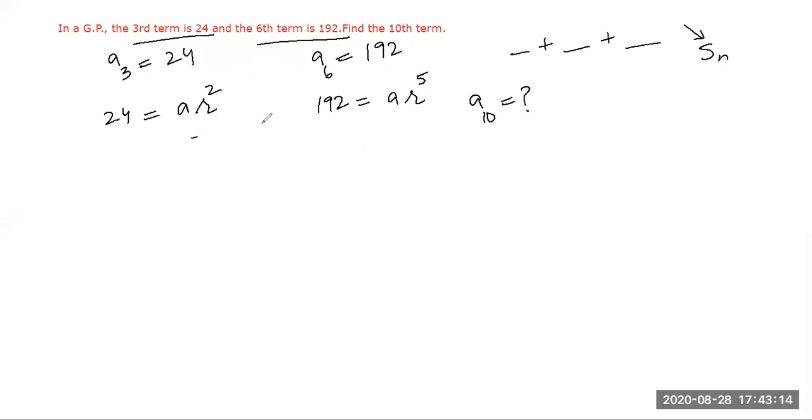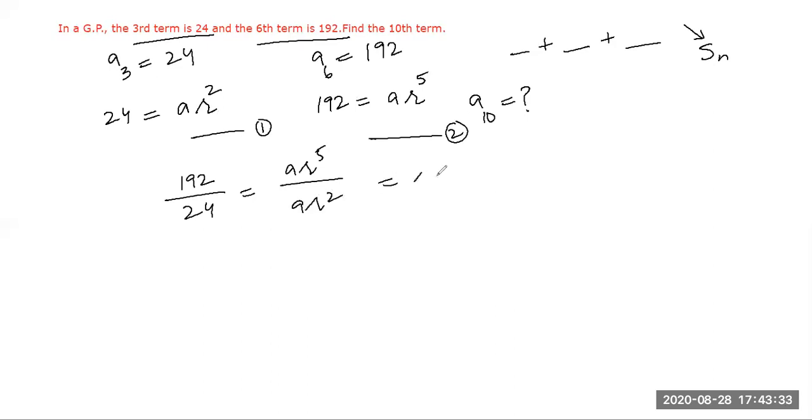Can anyone suggest, without seeing books, what we can do? We want to get rid of A. So we will divide both sides. 192 divided by 24 is equal to A r raised to power 5 divided by A r square, which is equal to r cube.